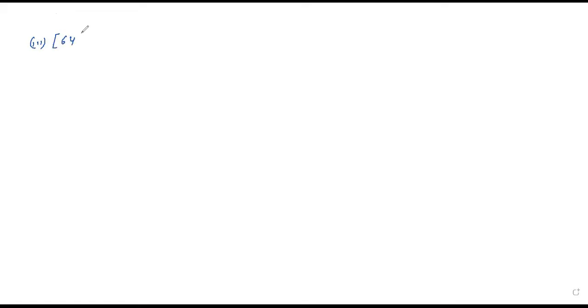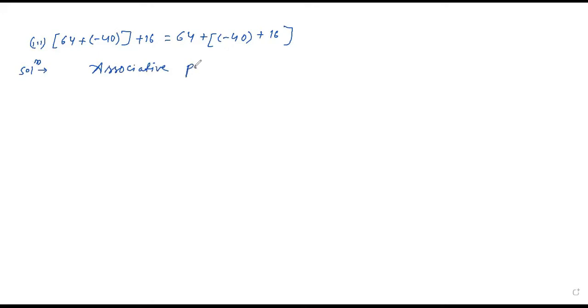$64 plus minus 40 plus 16 is equal to 64 plus 40 plus 16. Okay, now again, which property is this? This is the associative property, not the distributive property. In the distributive property, there will always be multiplication. Remember, associative.